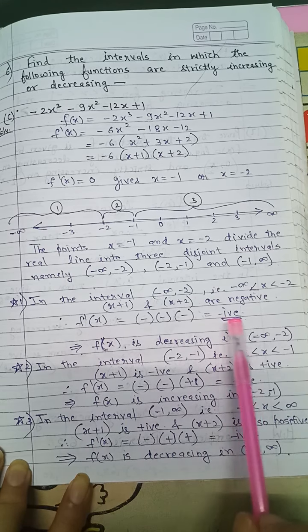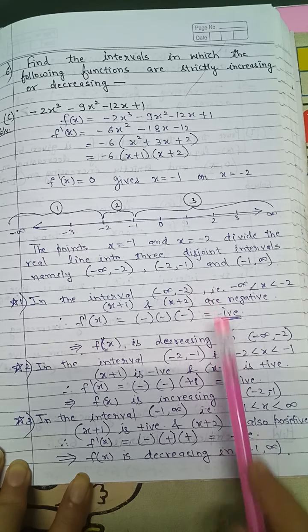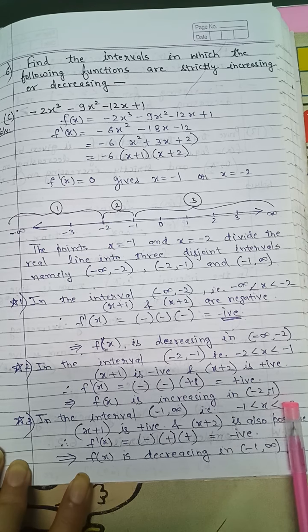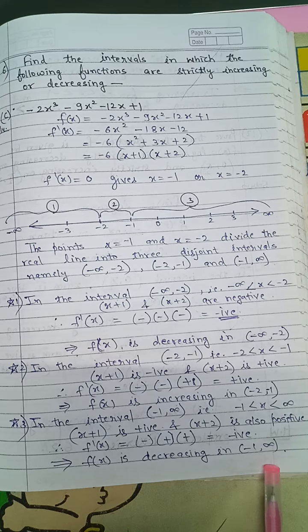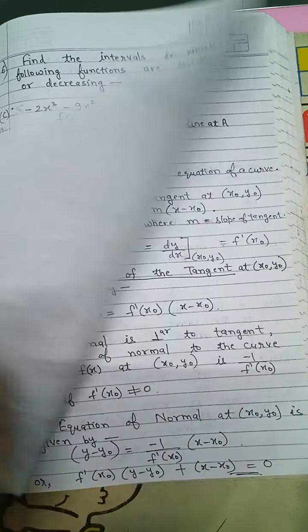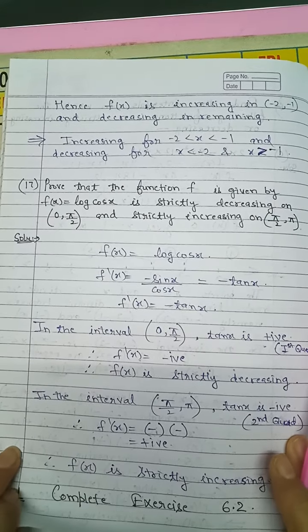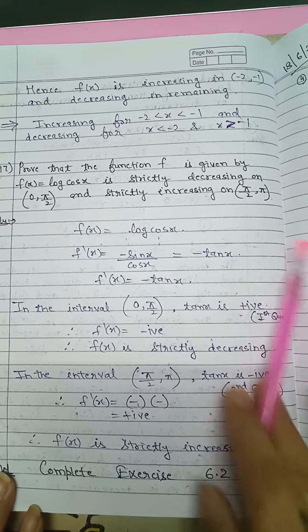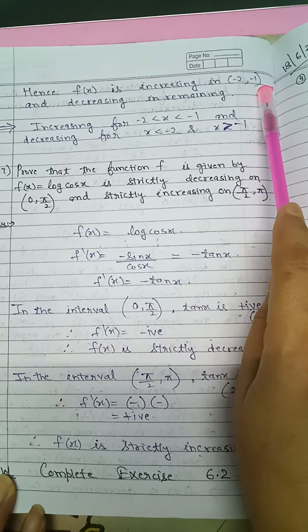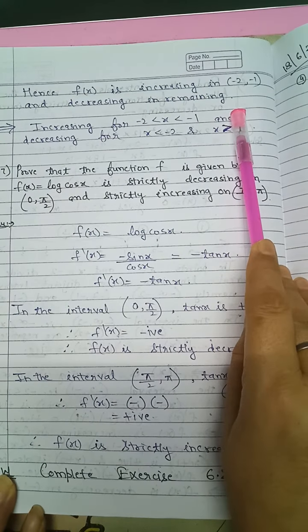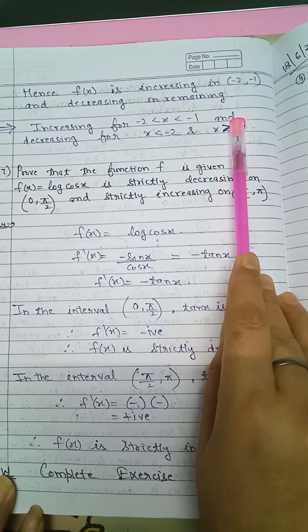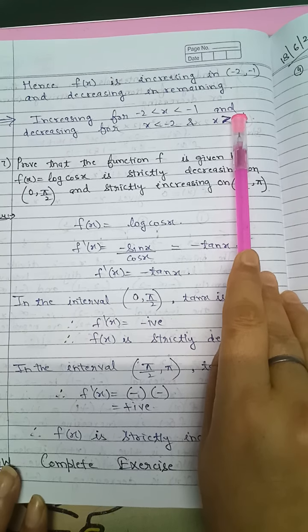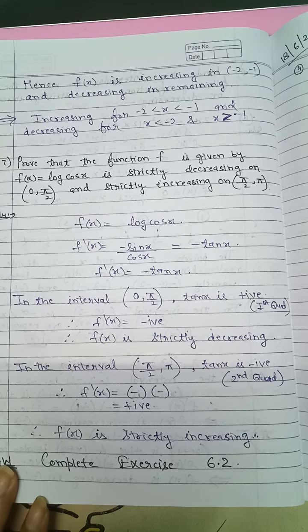So it is decreasing in minus infinity to minus 2, increasing in minus 2 to minus 1, and again decreasing between minus 1 to infinity. So you have to keep in mind how you will write the final answer. See this, how we will write the final answer. You can't leave it like this only. Hence f(x) is increasing in minus 2 to minus 1 and decreasing in the remaining. Right? In this way you can write the final answer, that where it is increasing or where it is decreasing.